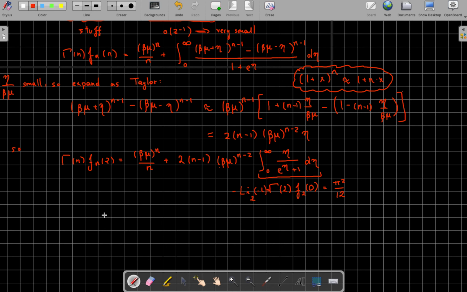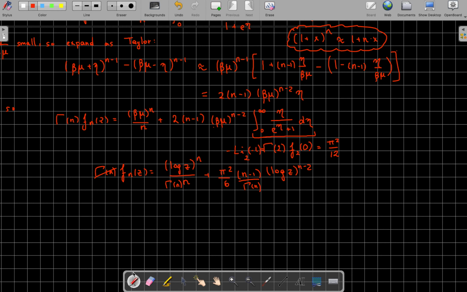So this means that gamma n f of n z is equal to, I write this in the following way. I'll write this as log of z, right? Recall that the log of the fugacity is beta mu to the power of n over n plus pi squared over 6 n minus 1 log of z to the power of n minus 2. Now I divide by this gamma function. So this is gamma n, this is gamma n, and so what is this equal to?